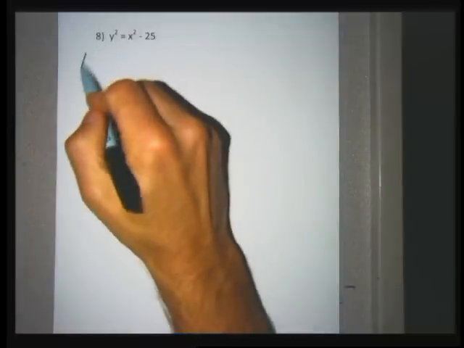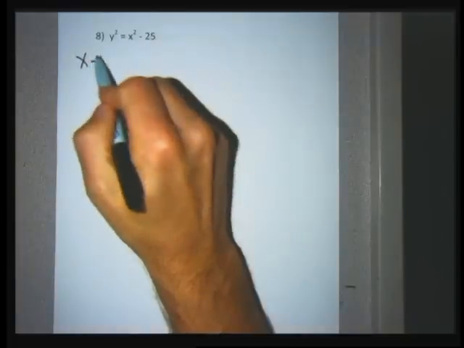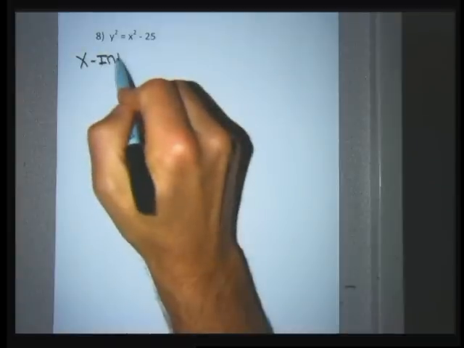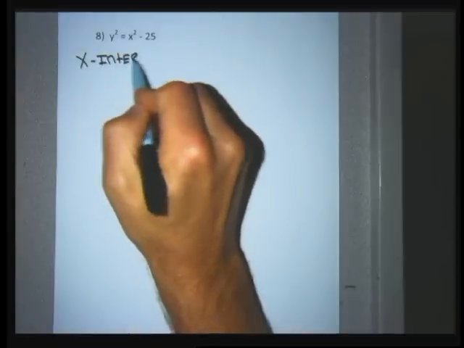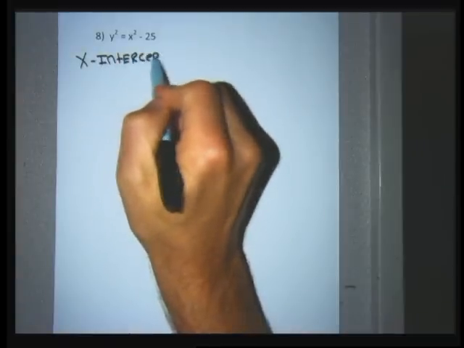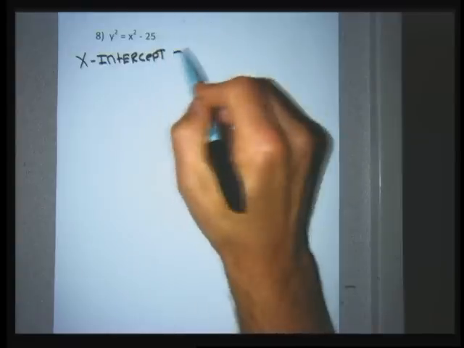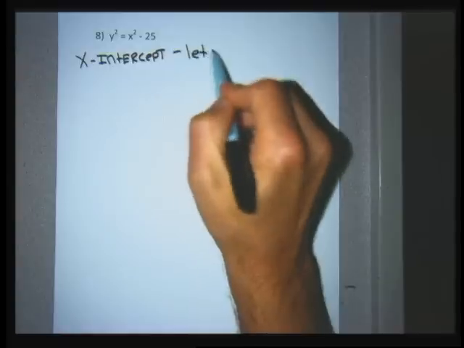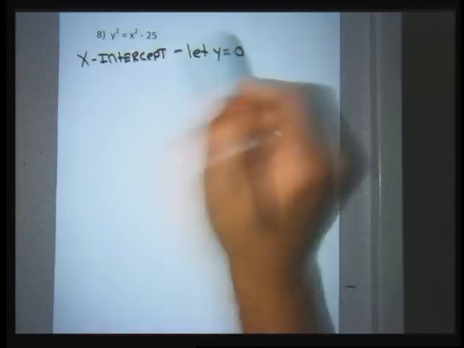Immediately when I see the squares, I assume I'm either going to have to factor or solve with square roots to get the intercepts. And in this problem, I think I'm going to have to solve with square roots. So the first one I'm going to find is the x-intercept. And anytime I'm not given a graph and I have an equation with both an x and a y, to find an x-intercept, you let y equal to 0 and solve for x.